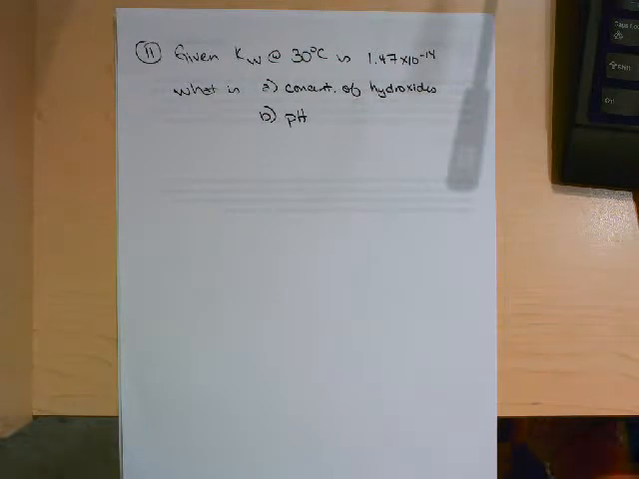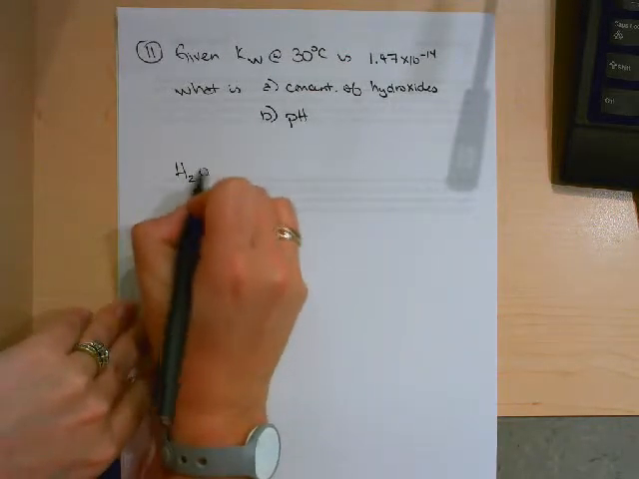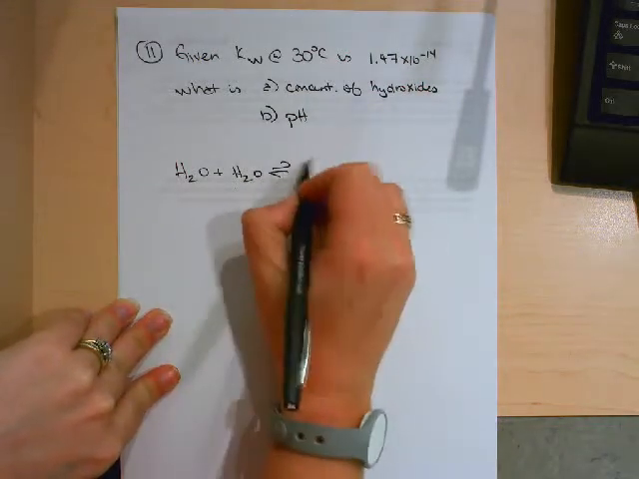Alright, so the question is, given that the Kw at 30 degrees Celsius is 1.47 times 10 to the negative 14th, what is A, the concentration of hydroxide, and B, the pH of the solution? What is Kw? It's the equilibrium constant of water, right? It has a little w, which specifically tells you it's water. And so if it's the equilibrium constant of water, what are the reactants? Water, right? So Kw refers to this, right?